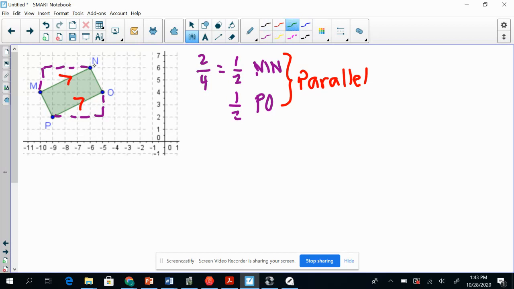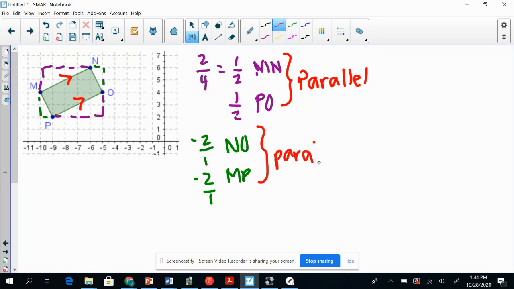Then to do the other side, so 1, 2, rise 2, run 1. So rise 2, run 1. It is a negative line because it's decreasing. So NO is rise 2, run 1, negative. And then we also have MP, which is rise 2, run 1, which again means the two slopes are the same. So these are parallel.